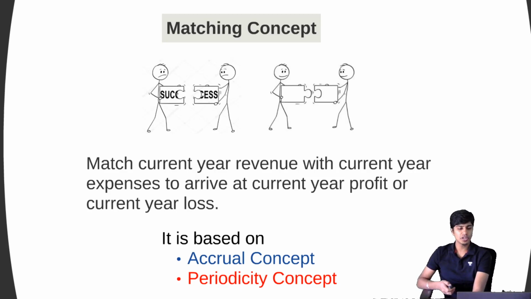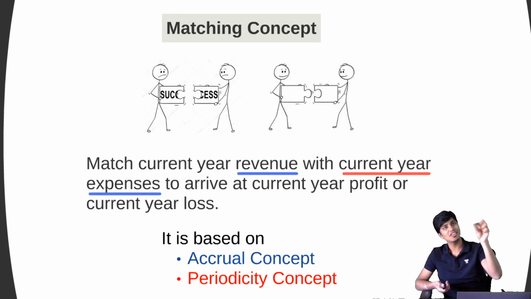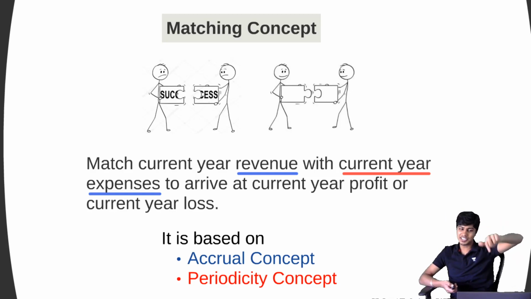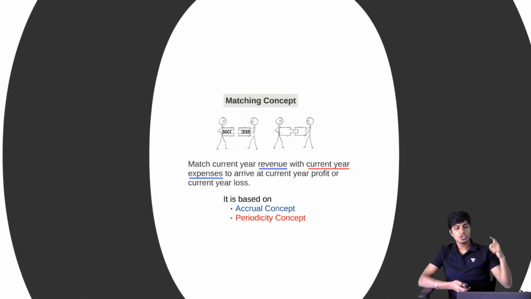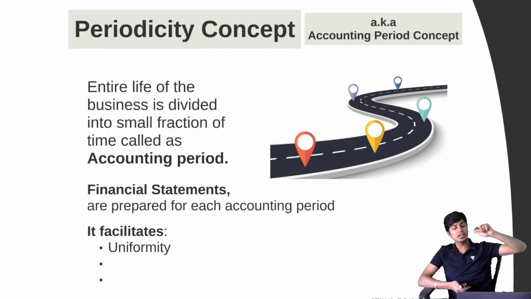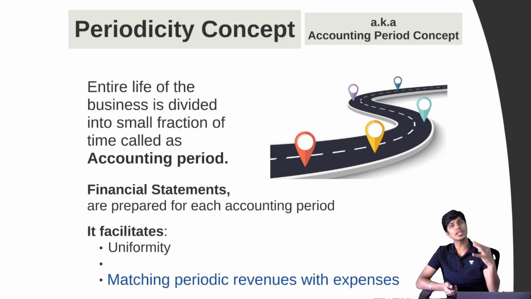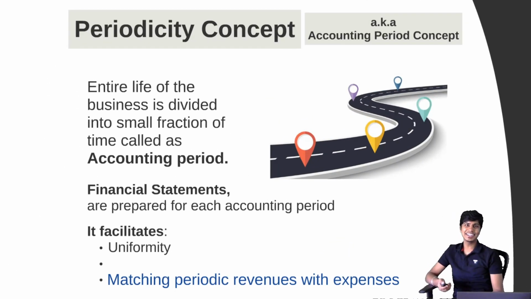Sir, how is it based on periodicity? We say current year, in red color. Accrual, in blue color. Revenue and expense is recorded as and when it is incurred. That is because of accrual concept. We take items based on current year criteria, that is periodicity concept. So the periodicity concept will facilitate uniformity. The second point was not written. The second point is matching periodic expenses with periodic income. Got it? Then we have one more point left out in periodicity. I'll come to it a little later.